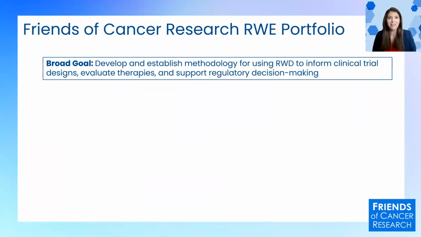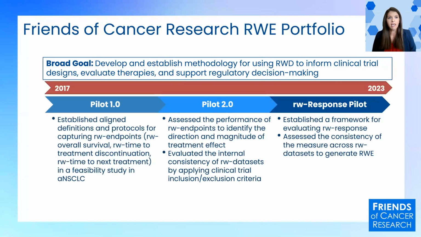Friends of Cancer Research has therefore convened stakeholders for the last 5 to 6 years with the broad goal of developing and establishing methodology for using real-world data to inform clinical trial designs, evaluate therapies, and support regulatory decision-making. This began with our first pilot project in 2017 to establish definitions and protocols that were aligned to capture real-world endpoints like overall survival, time to treatment discontinuation, and time to next treatment.